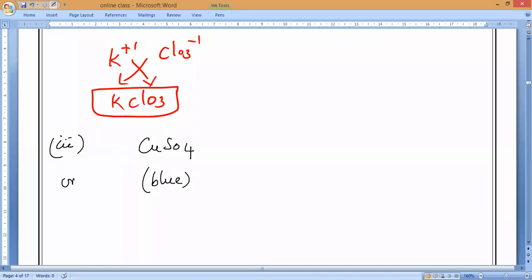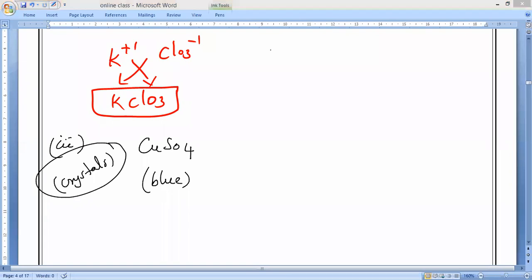But am I mentioning crystals? It also contains what? It also contains water of crystallization, H2O, but we are not mentioning it here. Do you understand, guys? I will teach you that. So if you heat CuSO4 instead of FeSO4, the same thing will come.